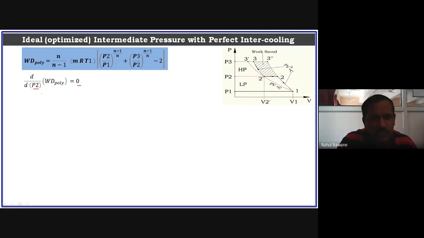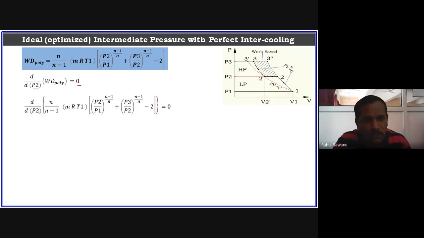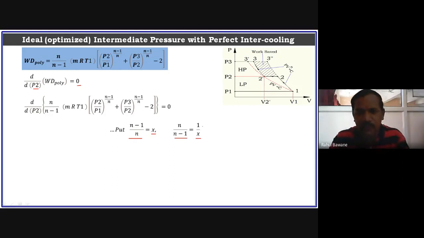So differentiate the work done with respect to P2 and equate to 0. We differentiate this whole formula for polytropic work done and equate it with 0. For simplicity, as there are a number of powers, we replace (n minus 1) upon n with the coefficient x, and its reverse, n upon (n minus 1), becomes 1 upon x. Wherever we find this term, we will replace it by x. Wherever there is n upon (n minus 1), we will replace it by 1 upon x, only for simplicity.